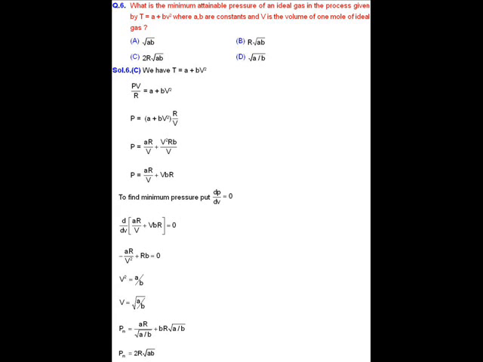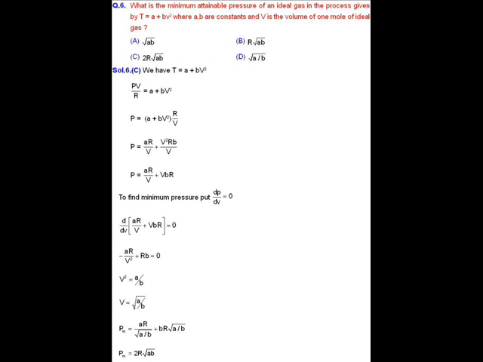MCQ question number 6. What is the minimum attainable pressure of an ideal gas in the process given by temperature T equals A plus B V square, where A and B are constants and V is the volume of 1 mole of ideal gas? So we have temperature T equals A plus BV square, and for an ideal gas PV equals nRT. N is the number of moles and that is equal to 1.